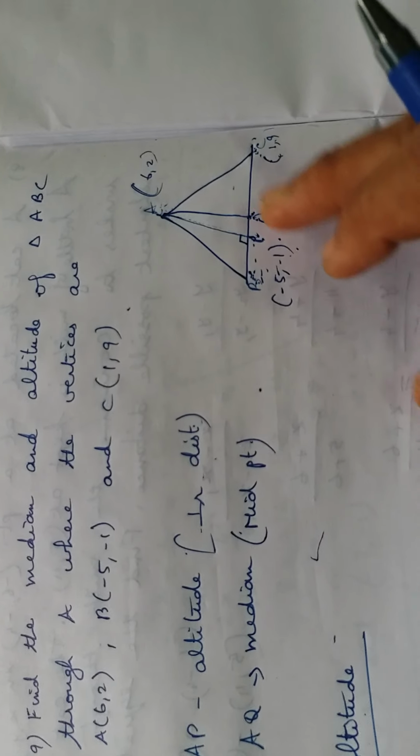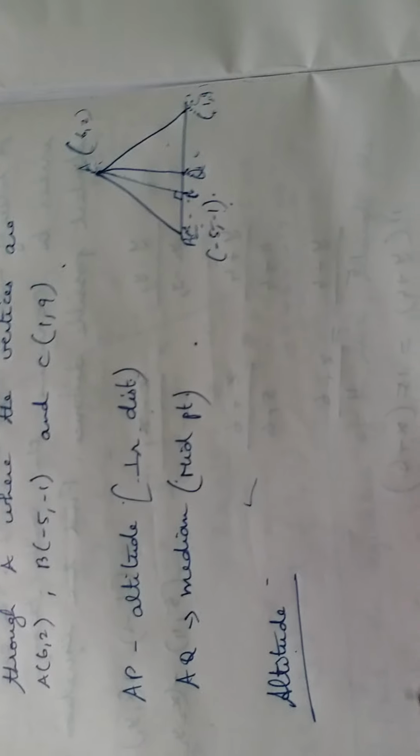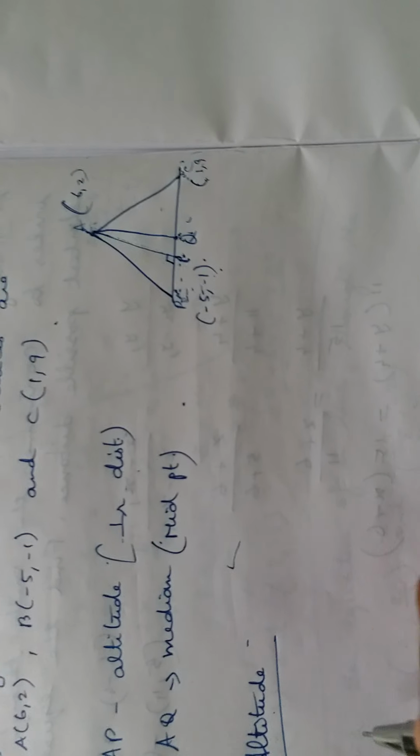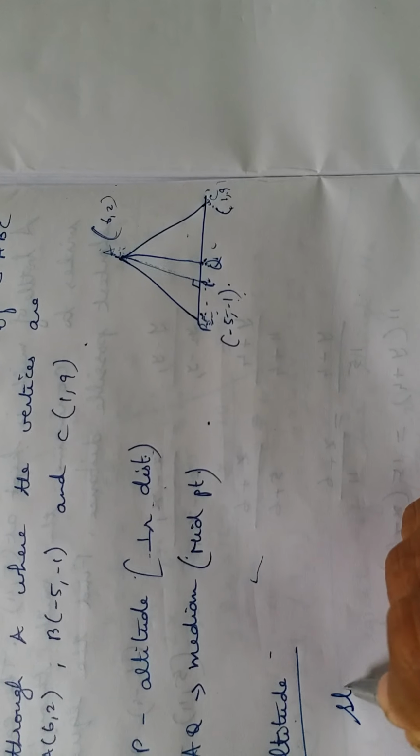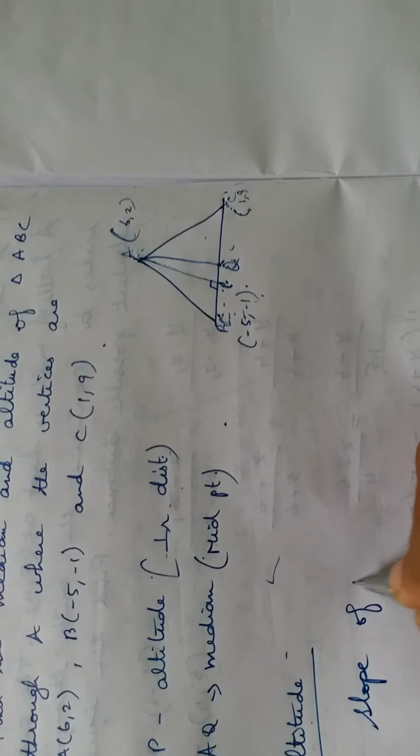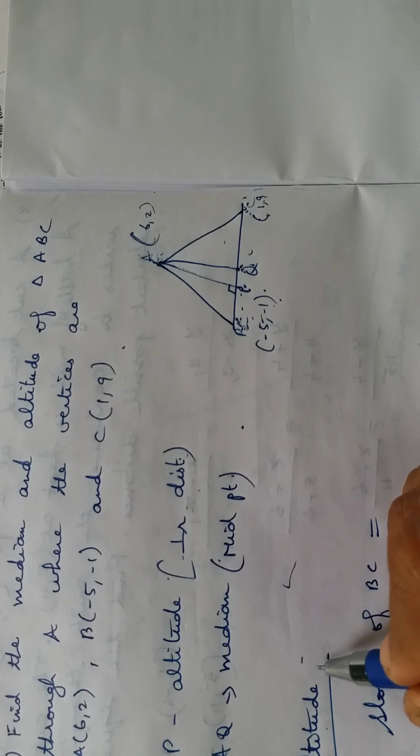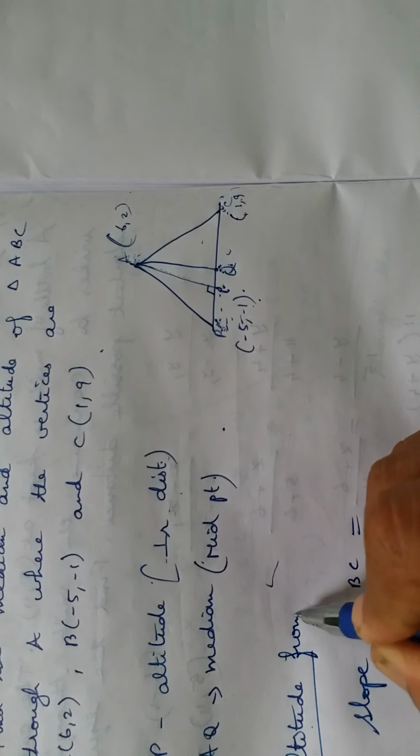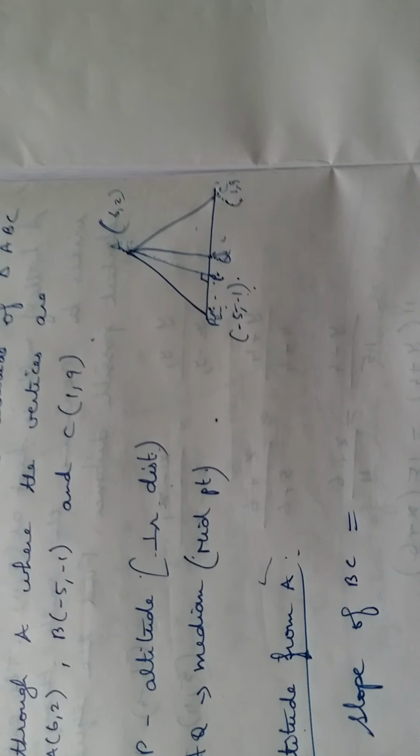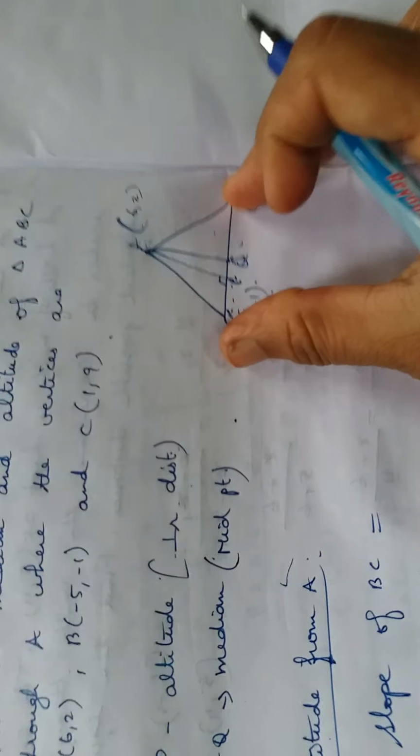After finding the slope, using the slope and this point you can find the equation. Now listen, I am finding the equation of the altitude. First you will find the slope of BC, because you have to find the altitude from A only. So first you have to find the slope of the line BC.